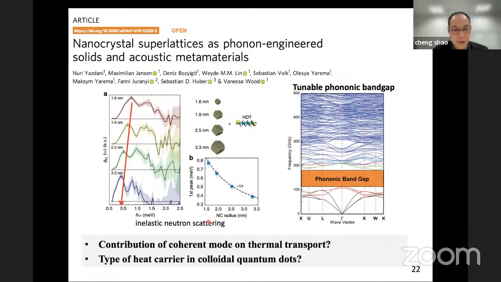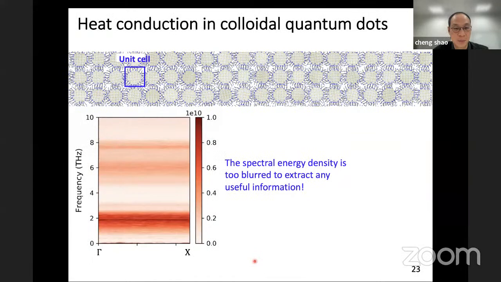So the main question we want to answer in this work is, what is the contribution of coherent phonon modes to thermal transport, and what are the types of heat carriers in colloidal quantum dots? So we apply some large-scale molecular dynamics simulations to understand thermal transport in these structures. At first, we project the vibration of each atom onto the corresponding normal modes. And this is the spectral energy density, or the phonon dispersion, we got.